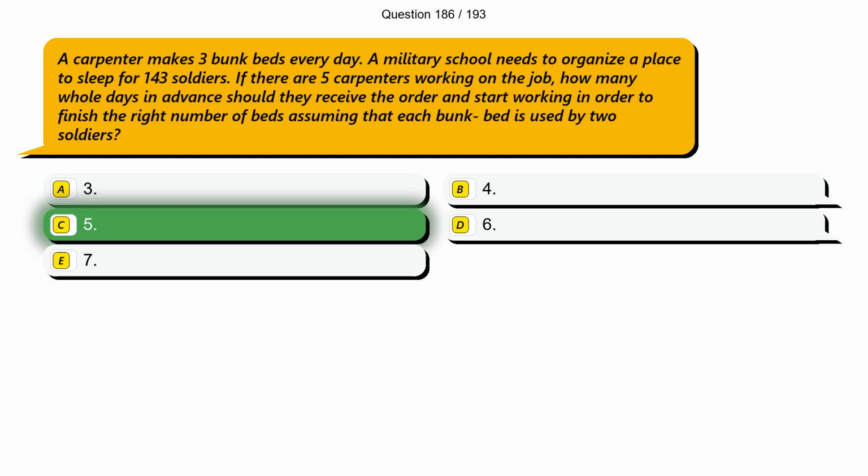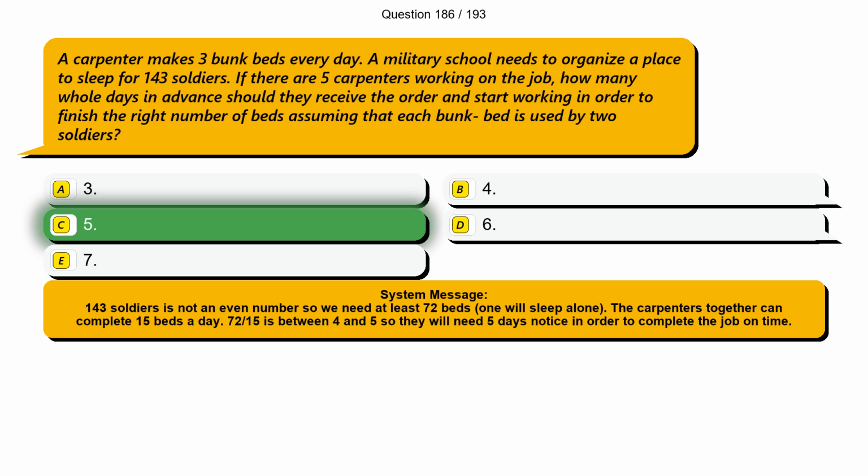The correct answer is option C, 5. 143 soldiers is not an even number, so we need at least 72 beds, 1 will sleep alone. The carpenters together can complete 15 beds a day. 72/15 is between 4 and 5, so they will need 5 days' notice in order to complete the job on time.